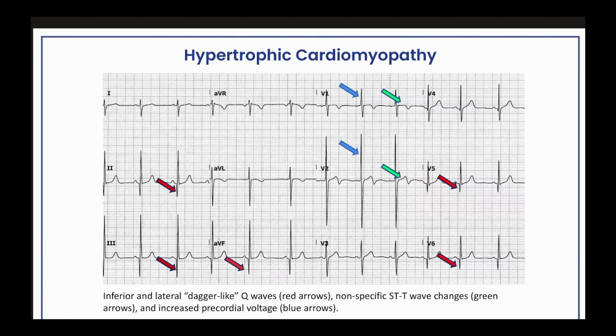EKG changes that you would see with hypertrophic cardiomyopathy: inferior and lateral dagger-like Q waves. Those are the red lines.